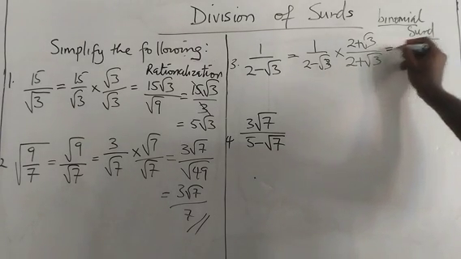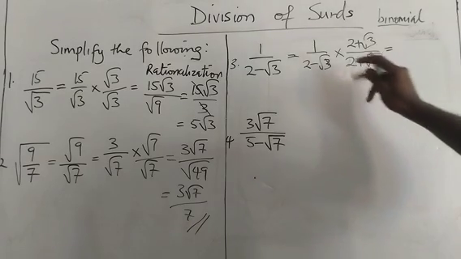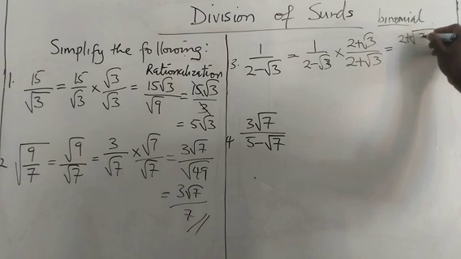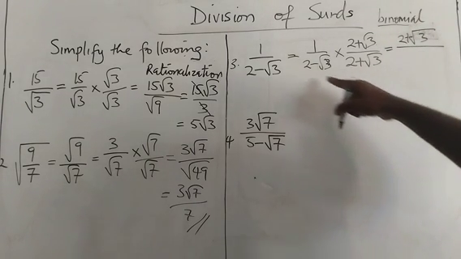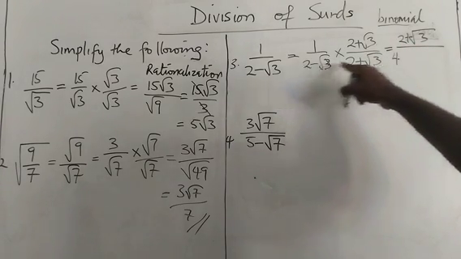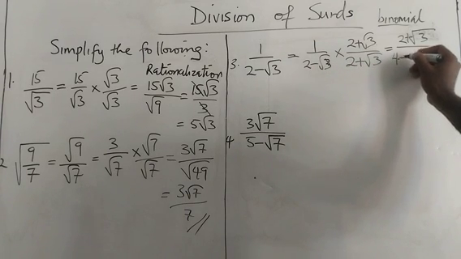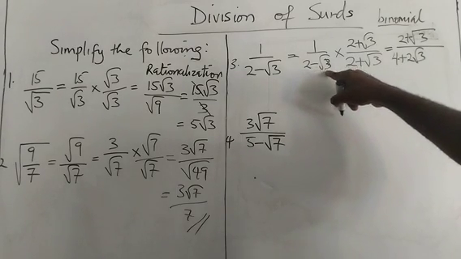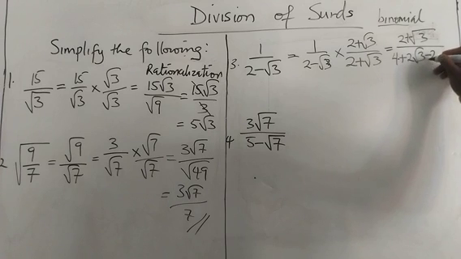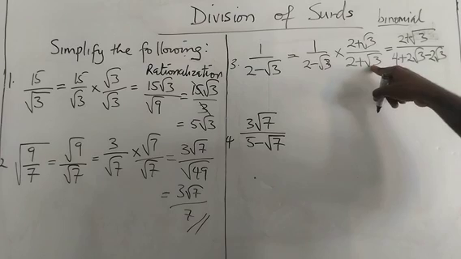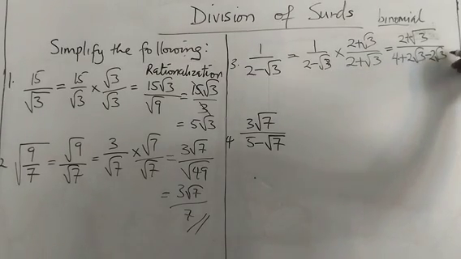Going further, this time this will give you 2 plus root 3 over 2 times 2 will give you 4. 2 times plus root 3 will give you plus 2 root 3. Minus root 3 times 2 will give you minus 2 root 3. Minus root 3 times plus root 3 will give you minus root 9.